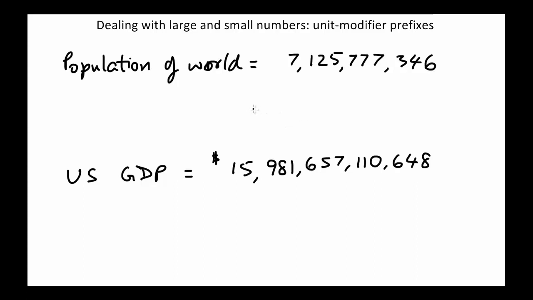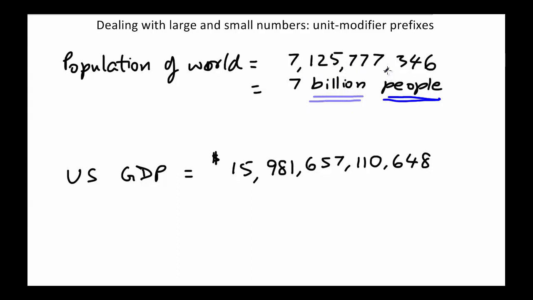Well, we use unit modifiers, typically prefixes. We would likely say that the population of the world is about 7 billion people, where people, in this case, is the unit for the population of the world, the number of people, and billion is the prefix that modifies that unit. A billion means 1 followed by 9 zeros, or 10 to the power of 9, and that comes from this above number by counting the commas.